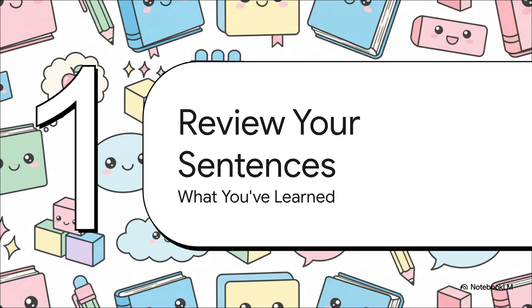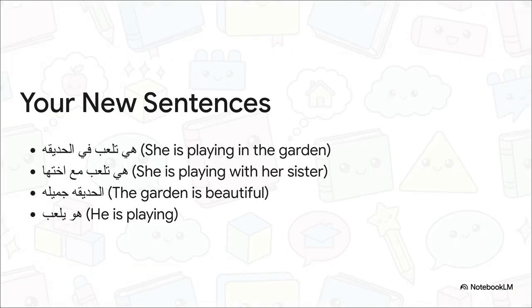Okay, let's just take a quick breath and look back at everything you've managed to do. We started out with just single words, and now you have a whole collection of complete sentences. Just look at this. You can now say, هي تلعب في الحديقة. She is playing in the garden. You can say, هي تلعب مع أختها. She's playing with her sister. You can describe the scene. الحديقة جميلة. The garden is beautiful, and you can even change the subject. هو يلعب. He is playing. You've gone from 0 to expressing 4 completely different ideas. That is some incredible progress.